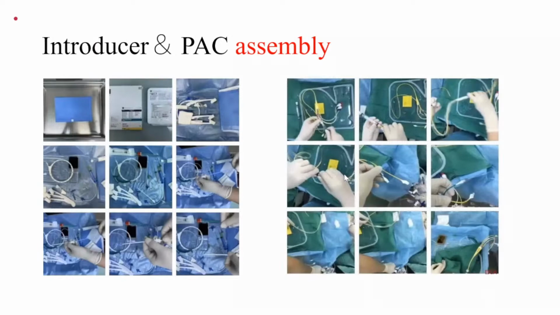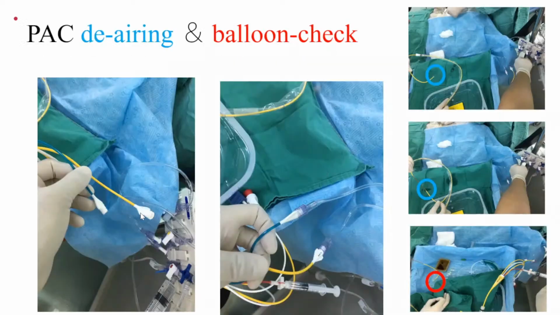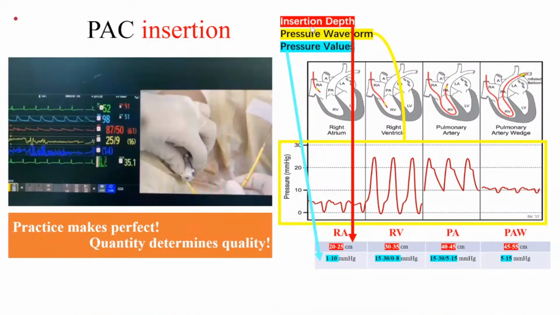After connecting the distal and proximal ports to the transducer, the PAC is flushed with heparinized saline to remove the air, and the balloon integrity is checked. The position of the PAC tip is determined by insertion depths, pressure waveforms, and pressure values, as shown here. In this video, my student, Dr. He, performed the PAC insertion till its tip arrived at the pulmonary artery. And if you can hear her well, she reported every 10 centimeters of insertion.